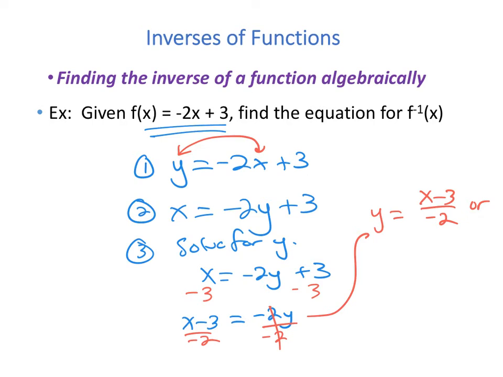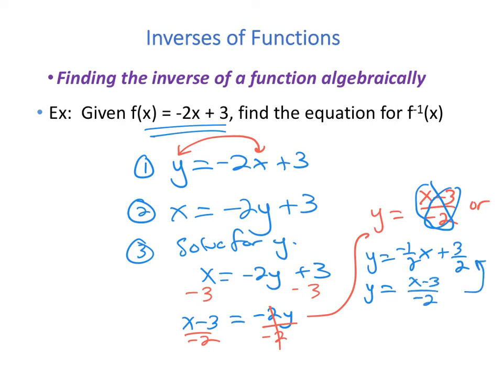Or, if you split this up individually, x over negative 2 is the same as negative 1/2 x, and negative 3 over negative 2 is positive 3 over 2. So you could either write it like x minus 3 all over negative 2, or you can put it back into slope-intercept form if you wanted to. But know that this represents the inverse of the function, and that would be my final answer.